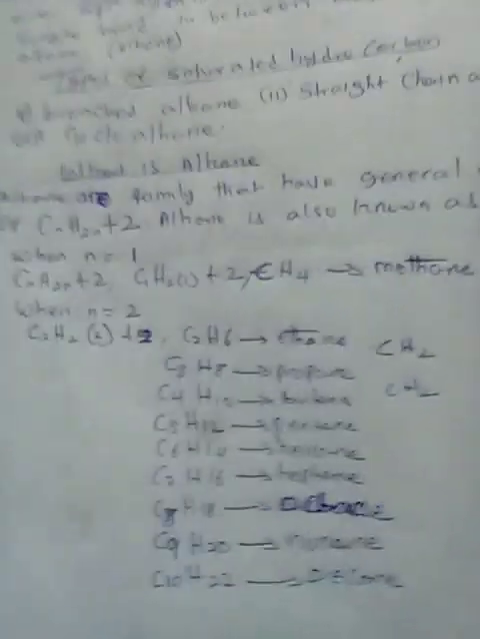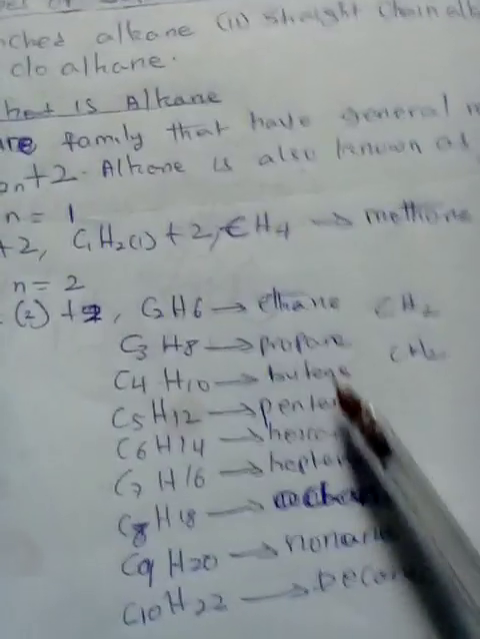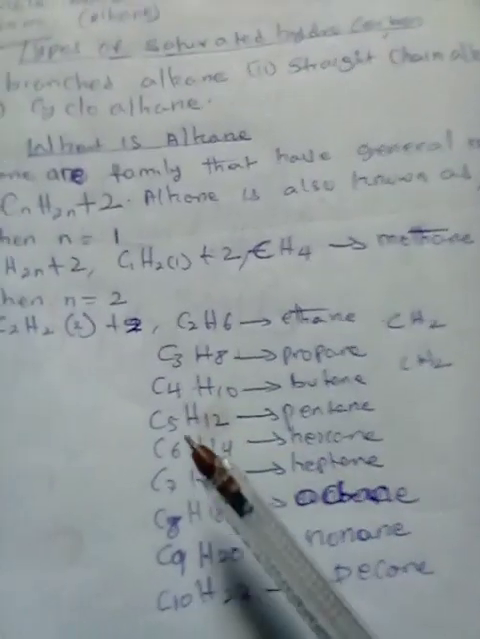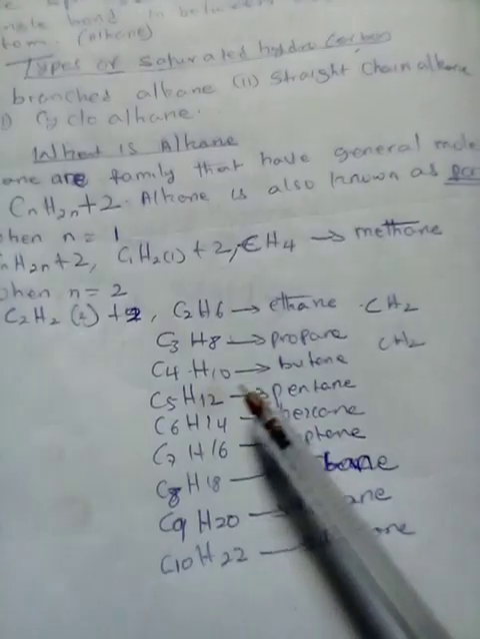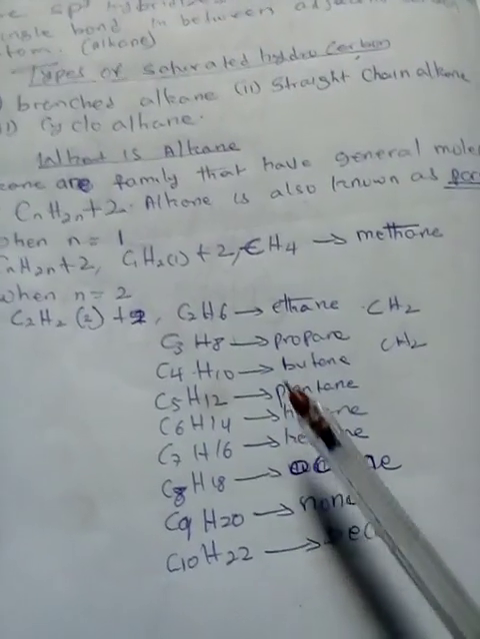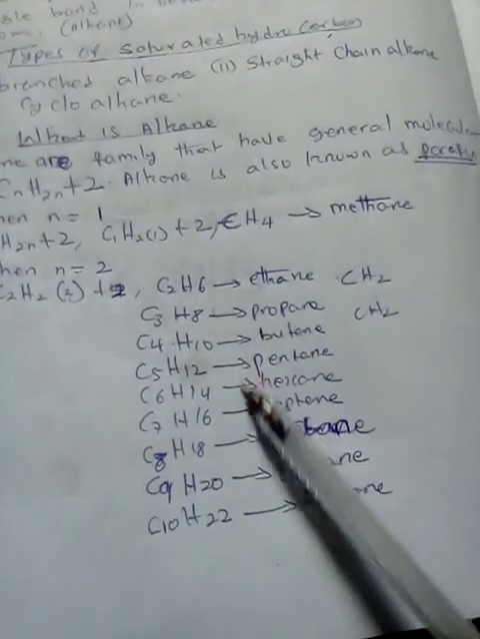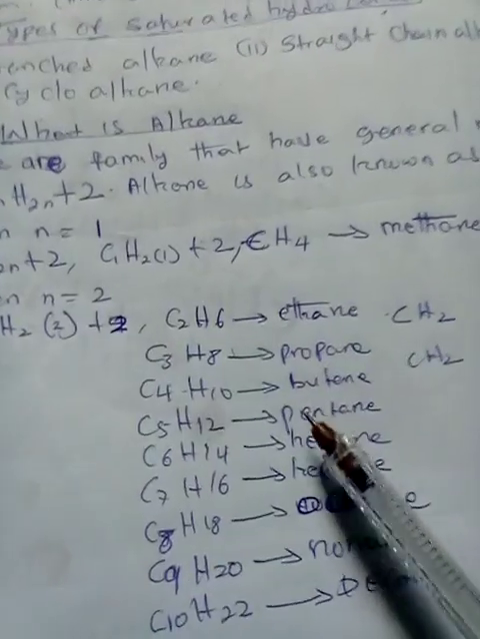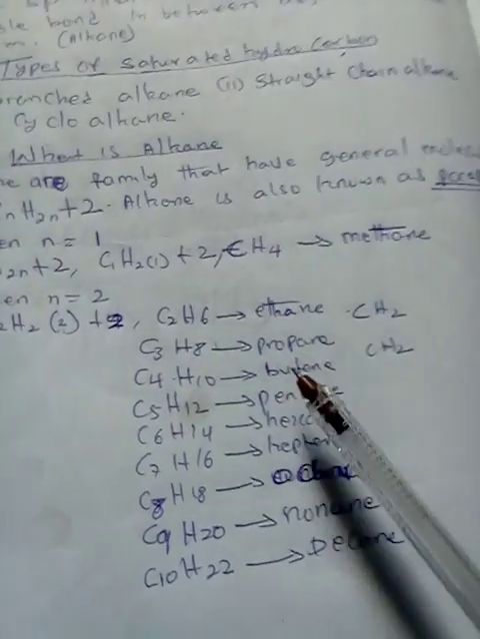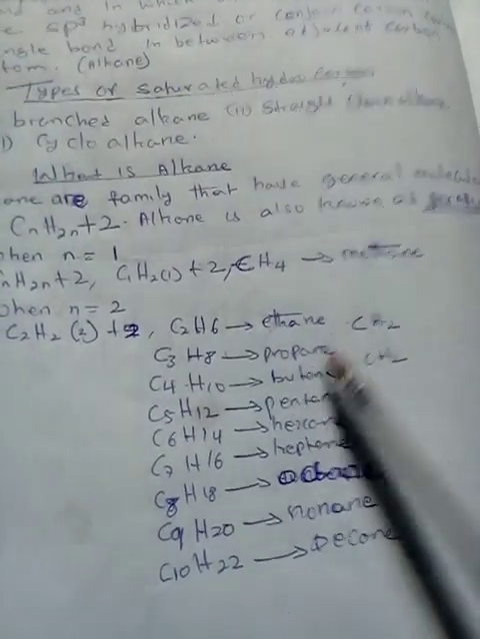Then when you do it that way, you will discover that each successive member differs by CH2. If you subtract C5 minus C4, you will get C. If you subtract H12 minus H10, you will get CH2. Then that's how you are going to do it. In that sense, it means that all these differ by CH2. When they differ by CH2, it means they belong to the same homologous series.